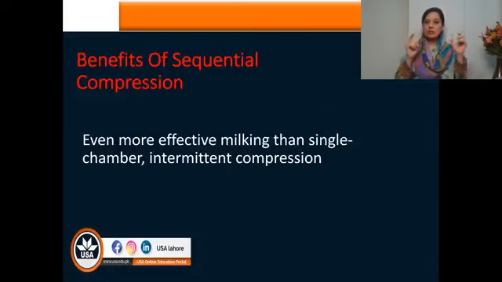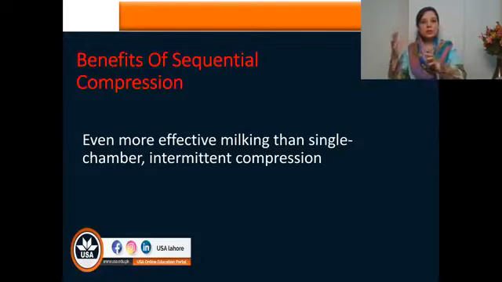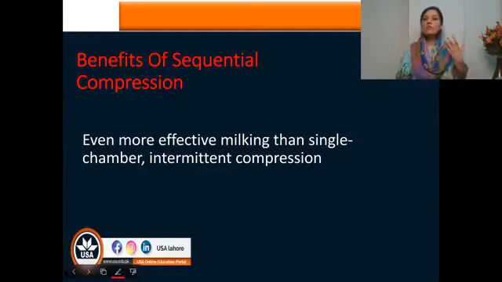Coming towards the two types of intermittent compression. One is where you give a rest interval, going to relax and then contract. The other one is sequential, in which you have four compartments. Every time, one compartment compresses, then the second, the third, then the fourth. This is even better than the previous one. How? Because you have different chambers and you apply compression in chambers.